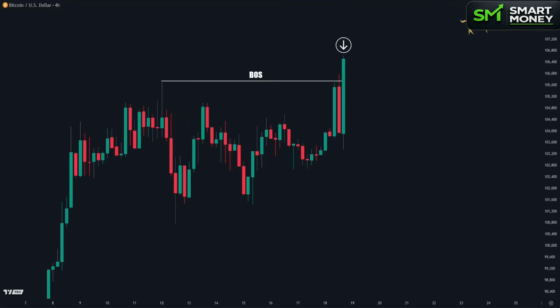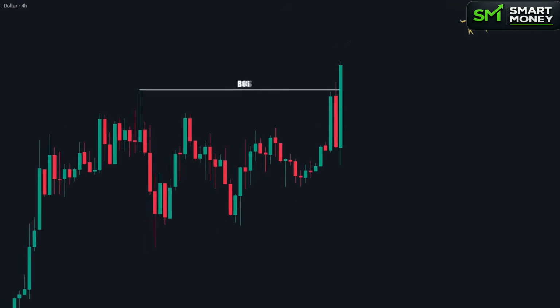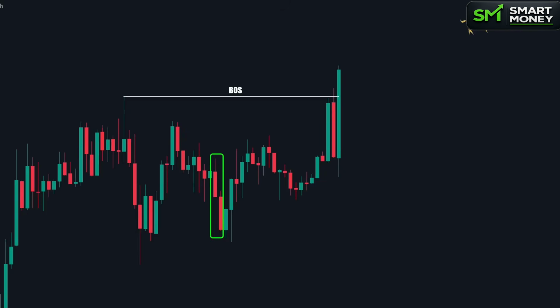Next, we trace price back to the origin of the impulsive move that caused the break of structure. This is where our 4-hour demand zone is formed. Notice that I'm not highlighting these two down-close candles. Price has already traded below the red candle through the wicks of the following candles.